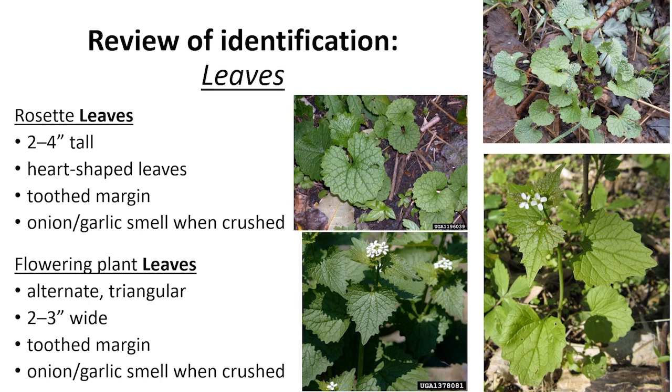But as that plant begins to produce a stem and flower, some of these leaves can change their appearance quite dramatically. They will still have that tooth margin and still will have an onion garlicky smell when crushed. But what we see as those leaves are born closer to where those flowers and flower buds are, they become much more triangular in shape, and they are born alternately on the stem, where we have no stem in those rosette leaves, so can't distinguish that. And they can be anywhere from 2 to 3 inches wide, getting smaller as you get upwards along the stem. So that's a really good identifying characteristic of the leaves on how to differentiate these plants.